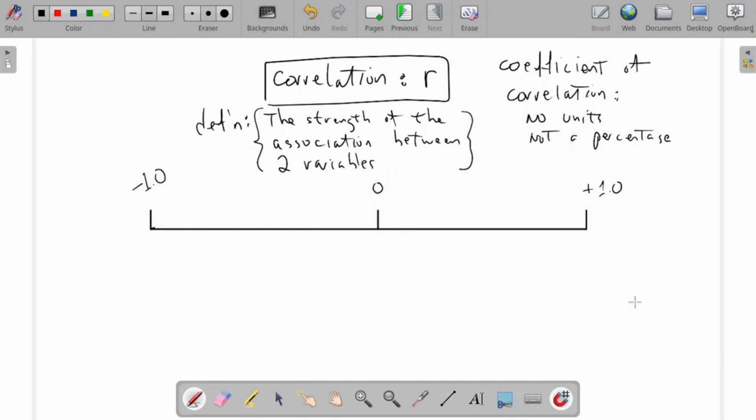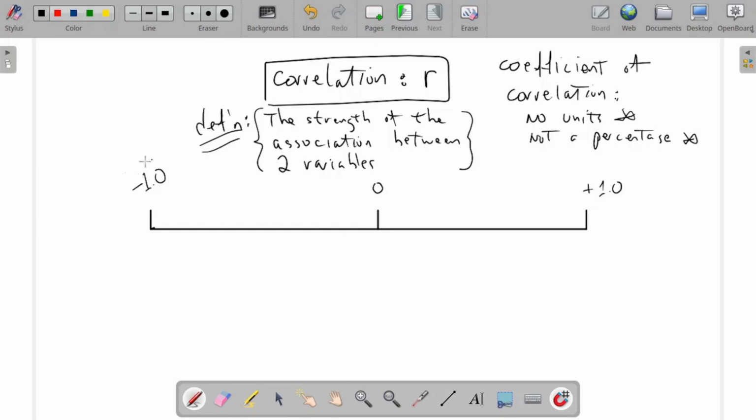A key part of simple linear regression is assessing correlation. The symbol for that is lowercase r. We call it the coefficient of correlation, and it has a definition that you will likely be examined on. It's the strength of the association between two variables, typically x and y. Take note, there are no units associated with correlation, and correlation does not represent a percentage.